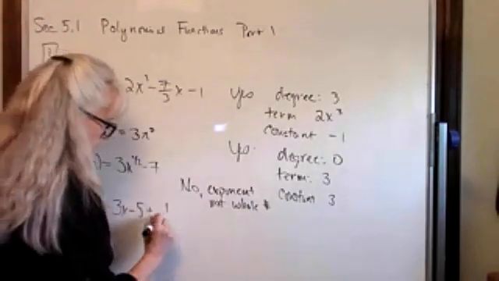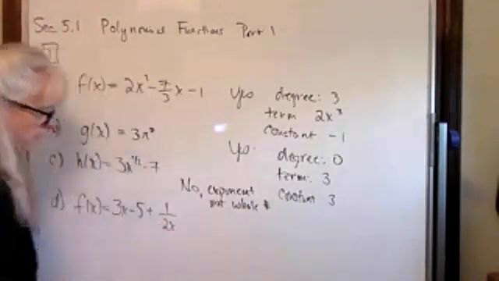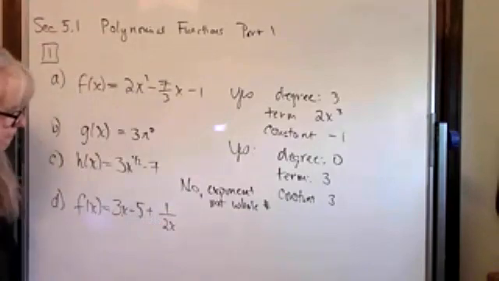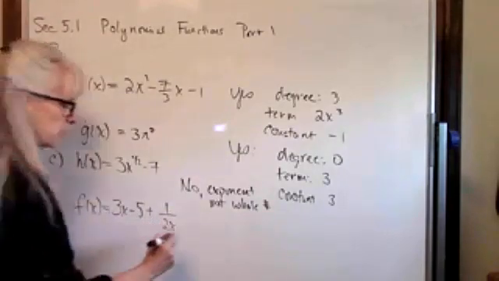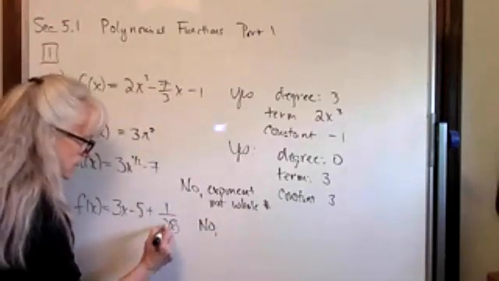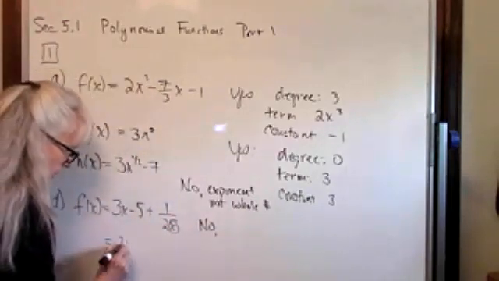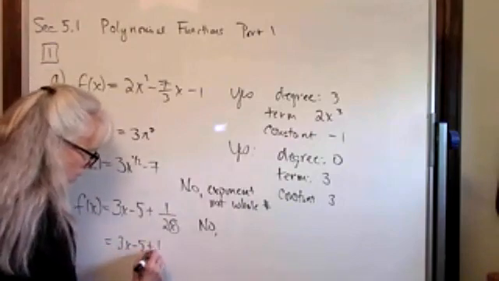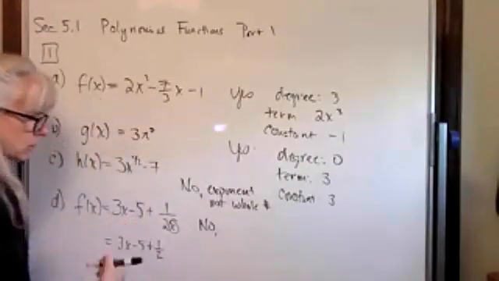plus 1/2x? So what do you think? This one's also not a polynomial. A little more hidden on this one. So this x in the denominator is the issue. If we were to rewrite that, I'm going to keep the 1/2 the way it is. 2, I'm not going to move.